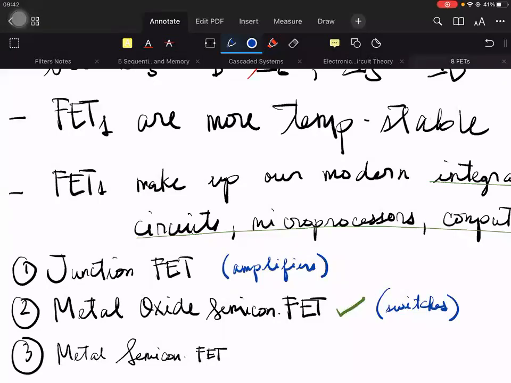While JFETs or junction FETs are more easily used as amplifiers. But that's not to say nga dili pwede gamiton ang JFET as switch or ang MOSFET as amplifier. Pwede gyapon, no? Ang MOSFET pwede man gyapon mag-act as amplifier or ang JFET as switch. Pwede. Pero mas mag-shine sila sa kanilang mga specific use lang, no? Si JFET as amplifier and si MOSFET as switch. Okay.